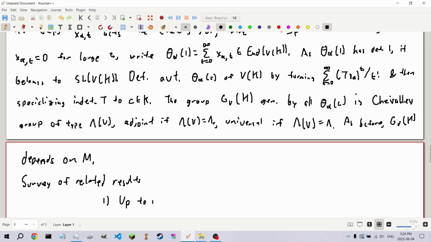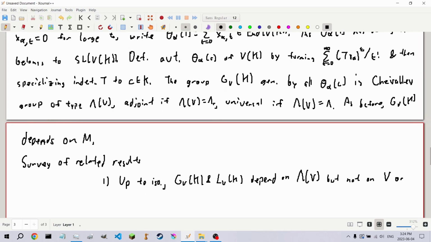First off, up to isomorphism, GV of k and LV of k depend on the weight lattice, lambda v, but not on our V itself or our choice of M. Although it will be noted, M affects the action of GVK and LVK on, well, V of k.